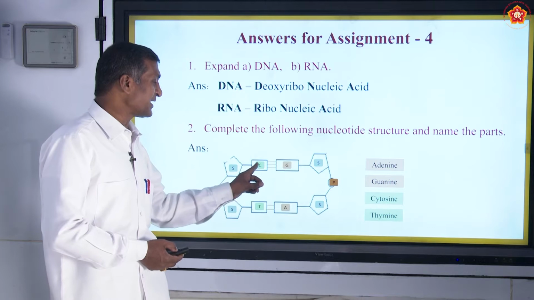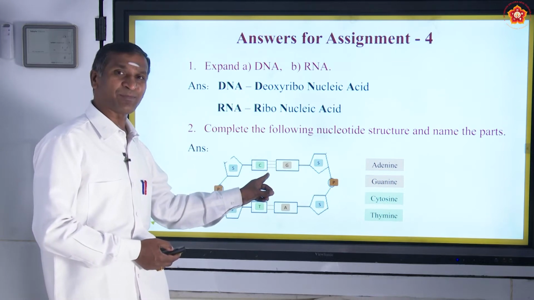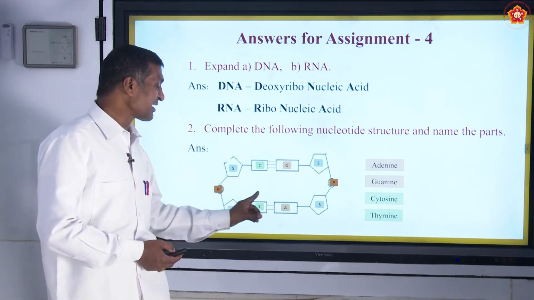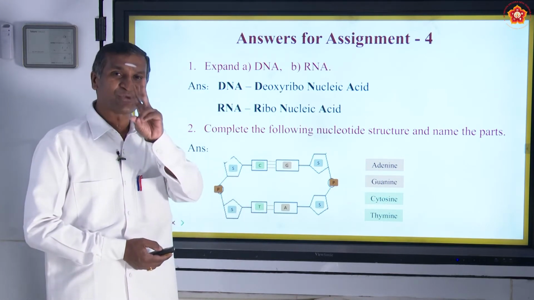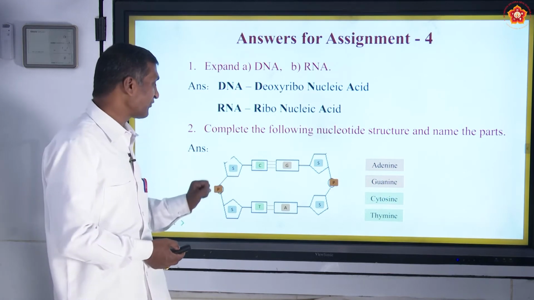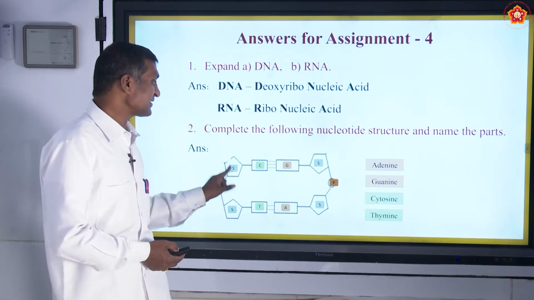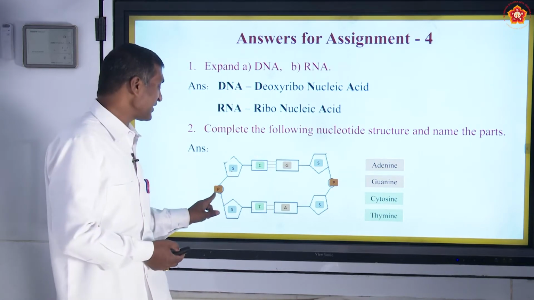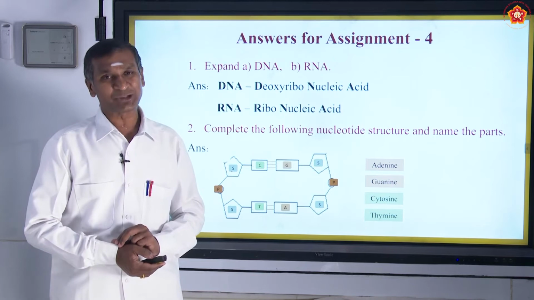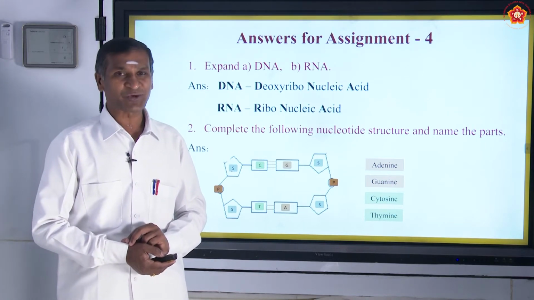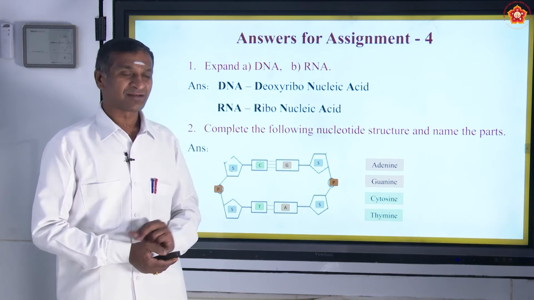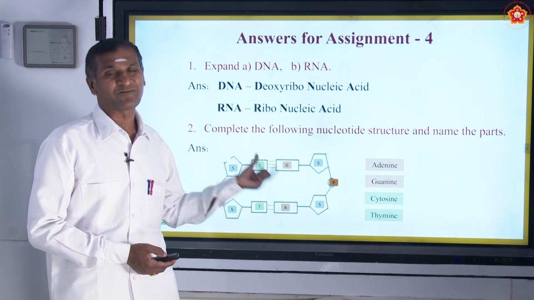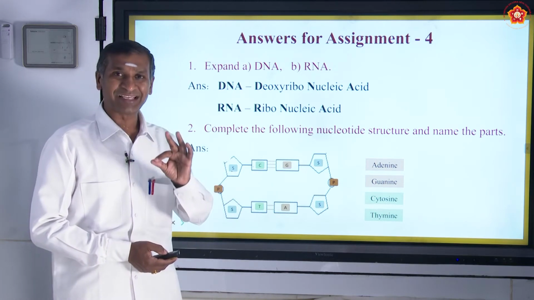Guanine combines with cytosine with how many hydrogen bonds? 3 hydrogen bonds. Adenine combines with thymine with 2 hydrogen bonds. Along with that, S stands for sugar, that is the pentose sugar. P stands for phosphate group. I hope all of you have completed the structure of this nucleotide, because it is the structural and functional unit of DNA.